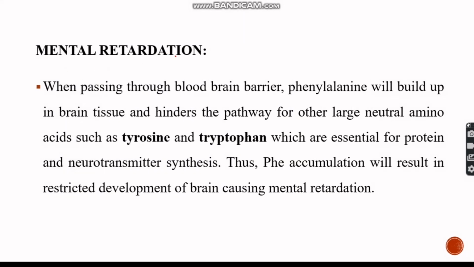And then at last, mental retardation. So when passing through the blood-brain barrier, phenylalanine will build up in tissues and hinder the pathway for other large neutral amino acids such as tyrosine and tryptophan, which are essential for protein and neurotransmitter synthesis. This phenylalanine accumulation will result in restricted development of the brain, causing mental retardation.